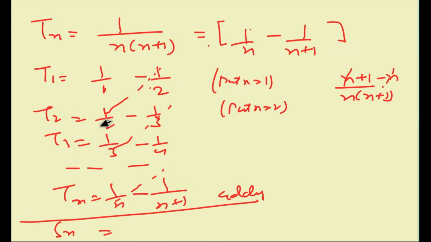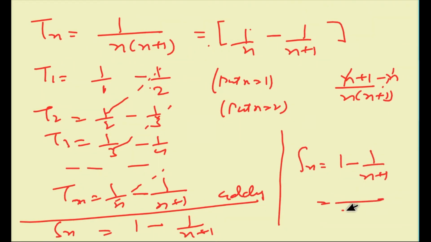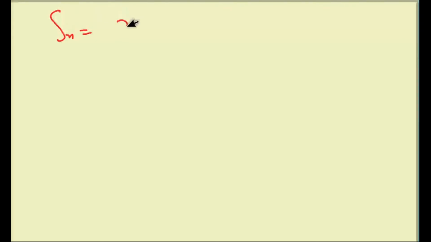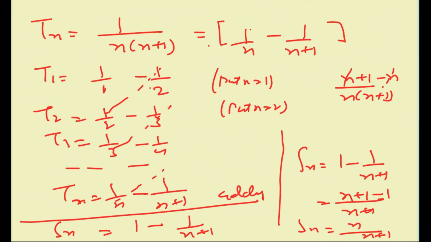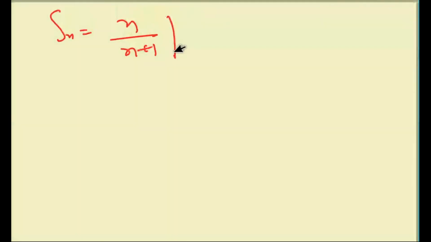So what are we left with here? 1 minus 1 upon n plus 1. Okay, so student, we are finding Sn equal to 1 minus 1 upon n plus 1. Taking LCM here, n plus 1 minus 1, we get Sn equal to n upon n plus 1. So we can say Sn equal to n upon n plus 1. We are getting this answer. Okay, so student, we can find Sn this way.